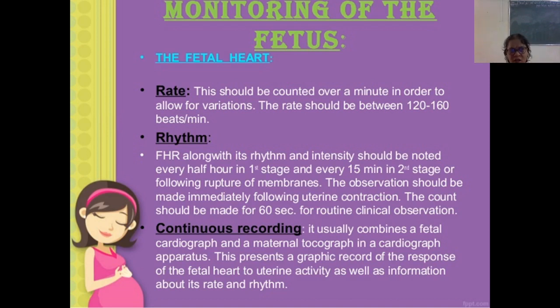Then continuous recording must be done in the form of cardiotocograph and maternal tocograph in cardiotocograph apparatus. This presents a graphic record of the response of the fetal heart to uterine activity as well as information about its rate and rhythm. Anyway, when you are posted in labor room, you will come to know all these things.